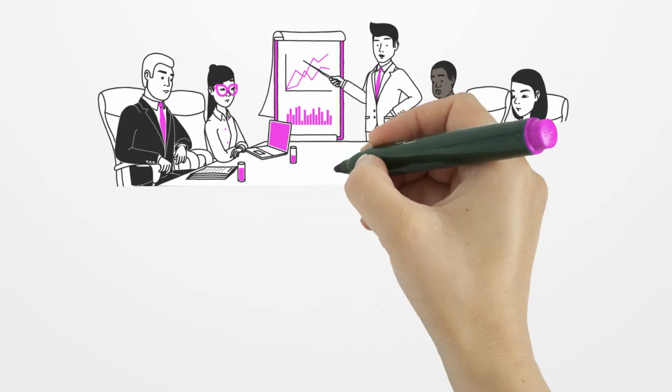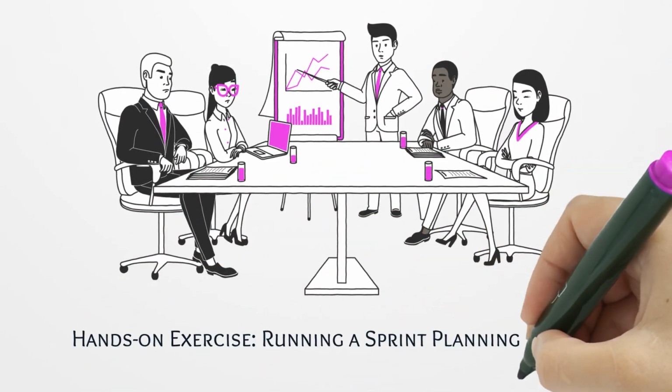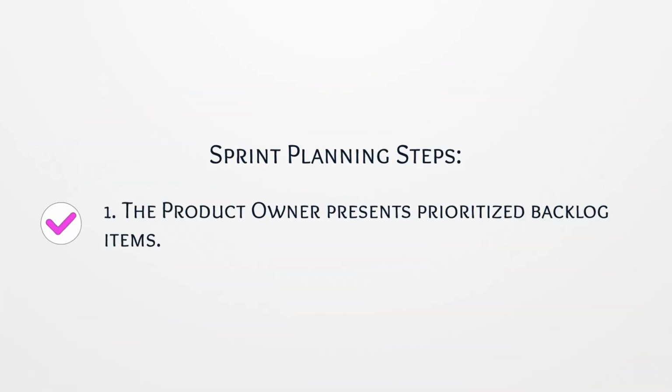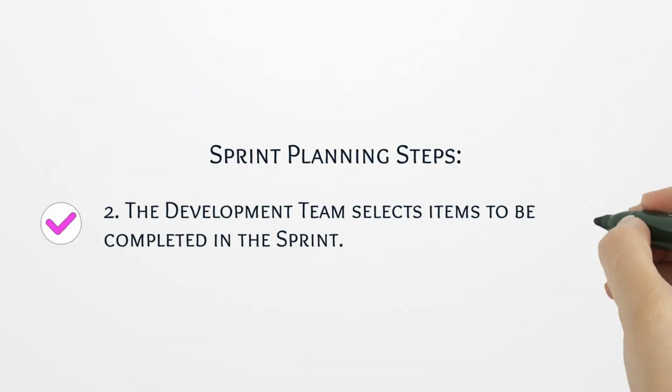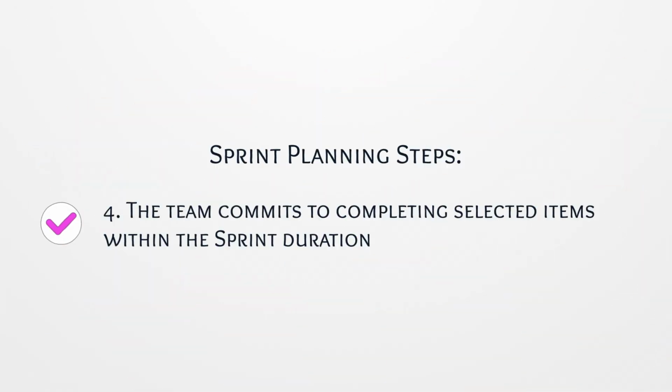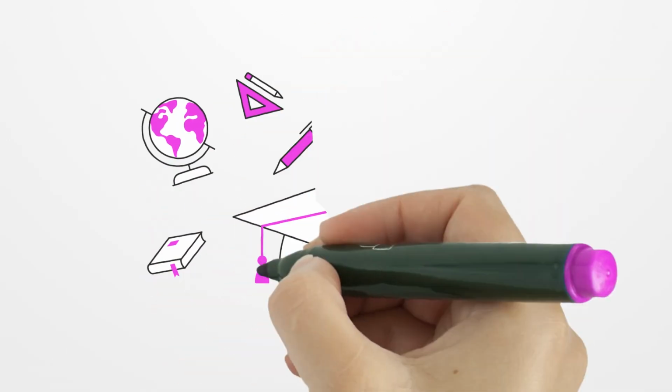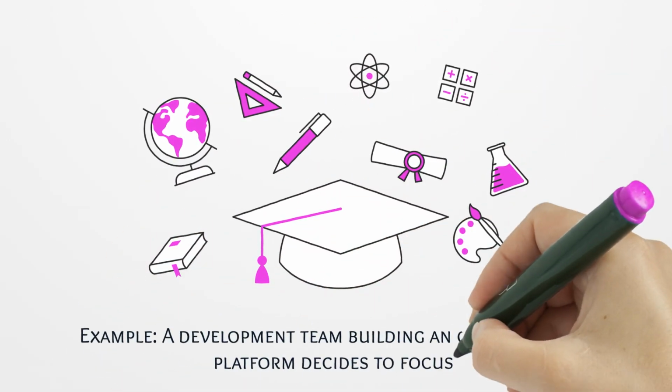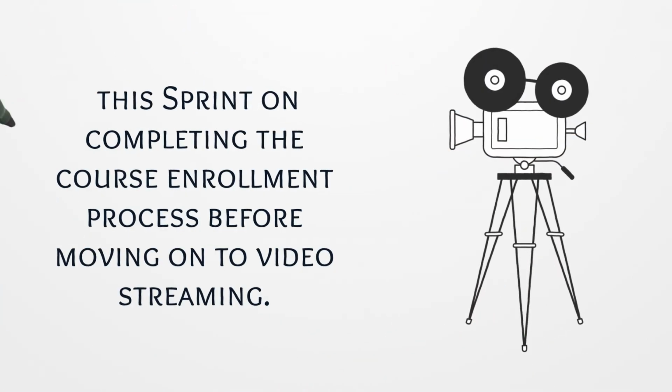Hands-on exercise: running a sprint planning session. Sprint planning steps. One, the product owner presents prioritized backlog items. Two, the development team selects items to be completed in the sprint. Three, tasks are broken into smaller, manageable chunks. Four, the team commits to completing selected items within the sprint duration. Example, a development team building an online course platform decides to focus this sprint on completing the course enrollment process before moving on to video streaming.